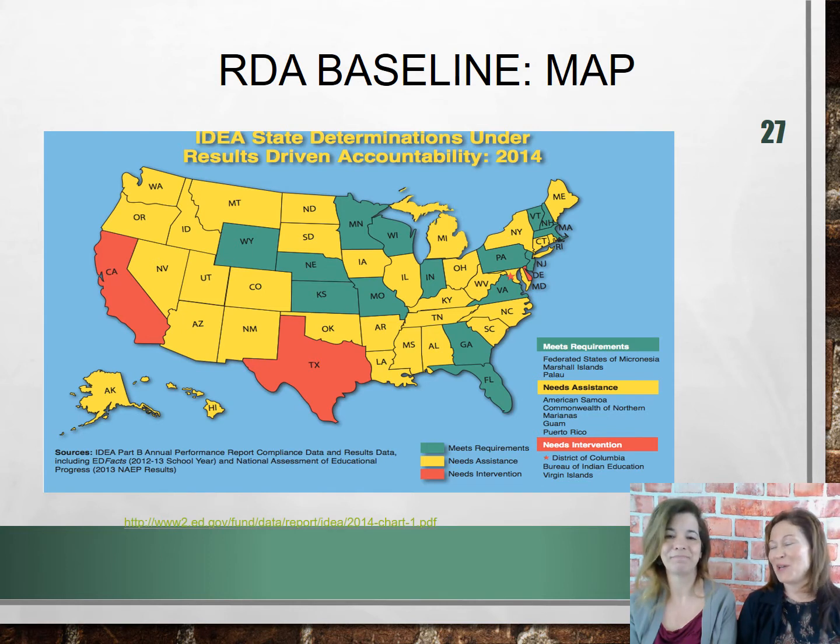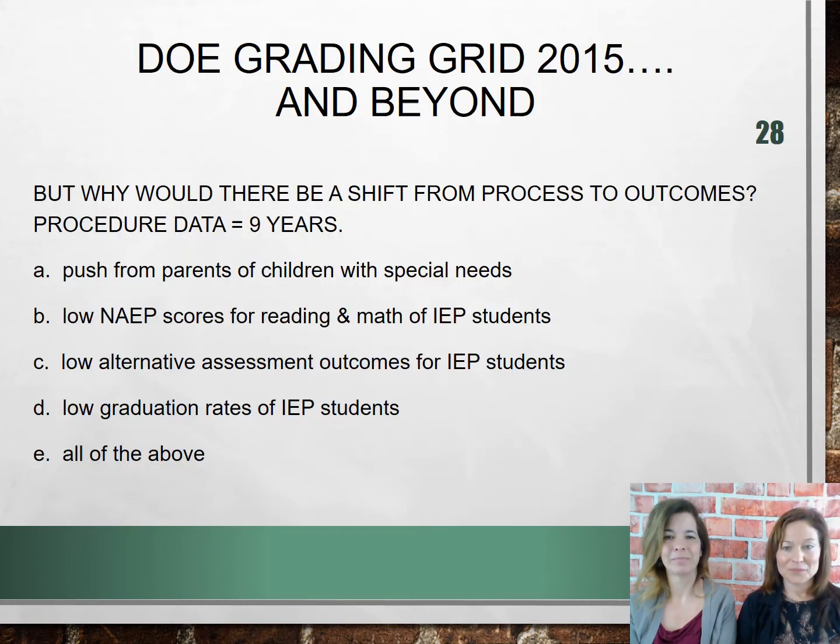That doesn't seem to solve the problem in our minds, at least, right? It seems like they would need more assistance, more funds, right? Okay, another quiz time. Why would there be a shift all of a sudden from process?